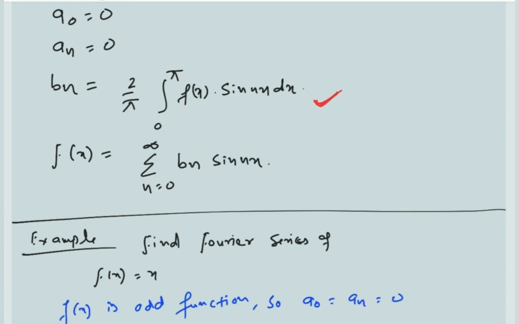Put this value in the Fourier series expansion of f(x), where a naught and a n will be 0. So finally you will get the f(x) series like this. In this way you can use the concept of odd and even functions, so that the mathematical manipulation gets reduced, and finally you will find the Fourier series expansion.